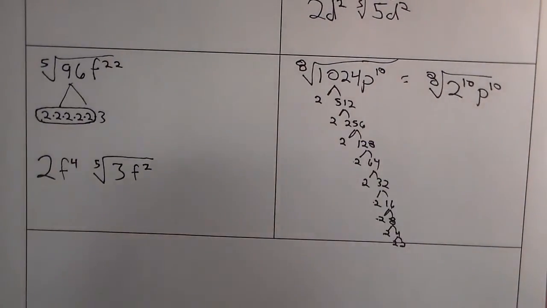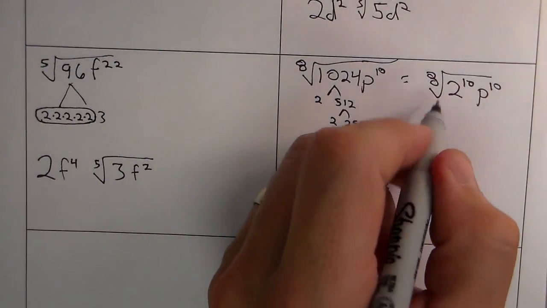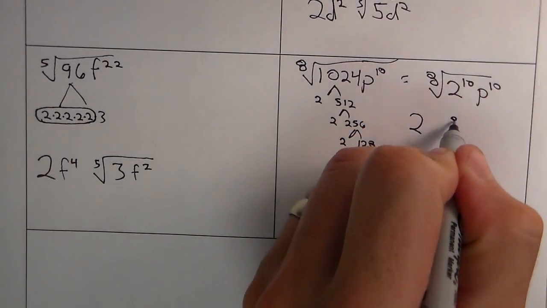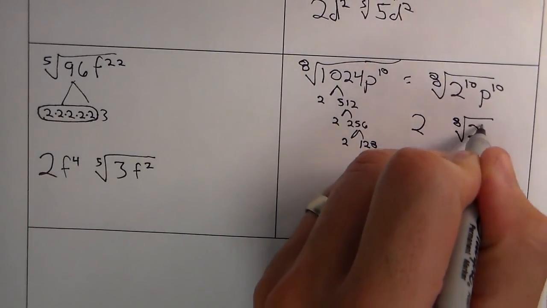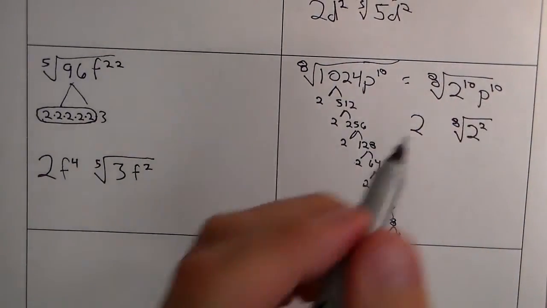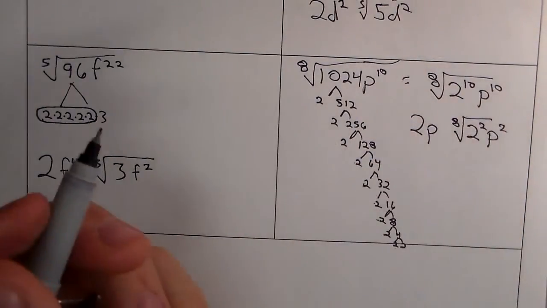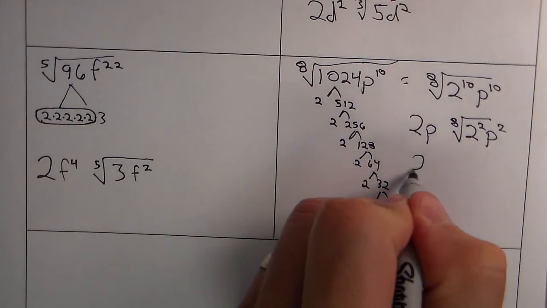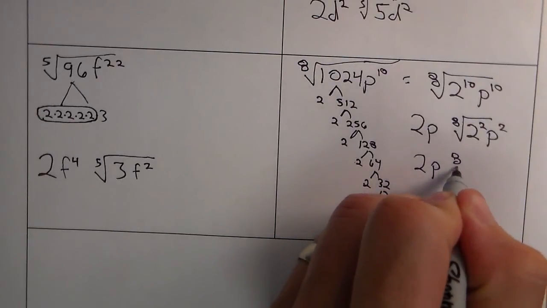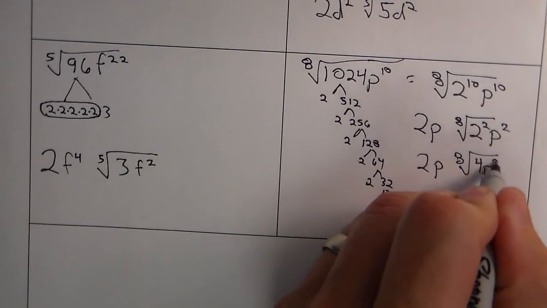So 2 to the 10th has one set of 8 2s. So that comes out, and that leaves me with 2 on the inside. P to the 10th also has one set, so that comes out and leaves me with 2 on the inside. Now when I put this together, I'm going to go 2p, 8th root of 4p squared.